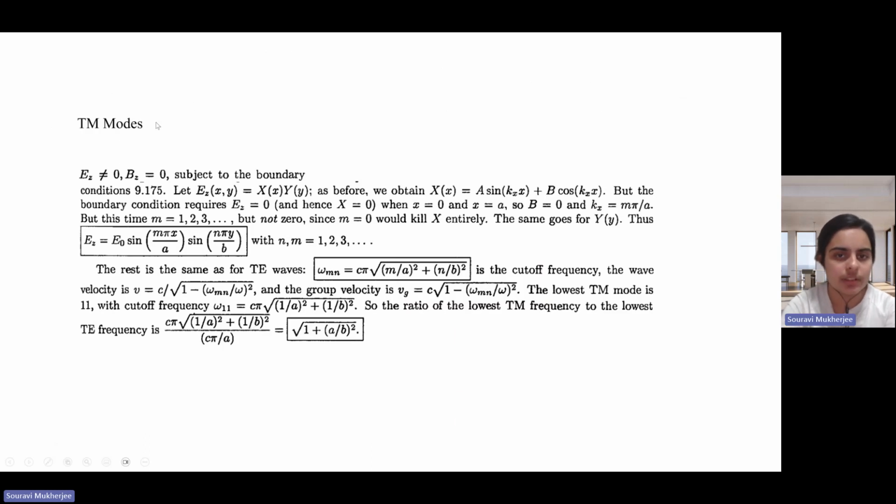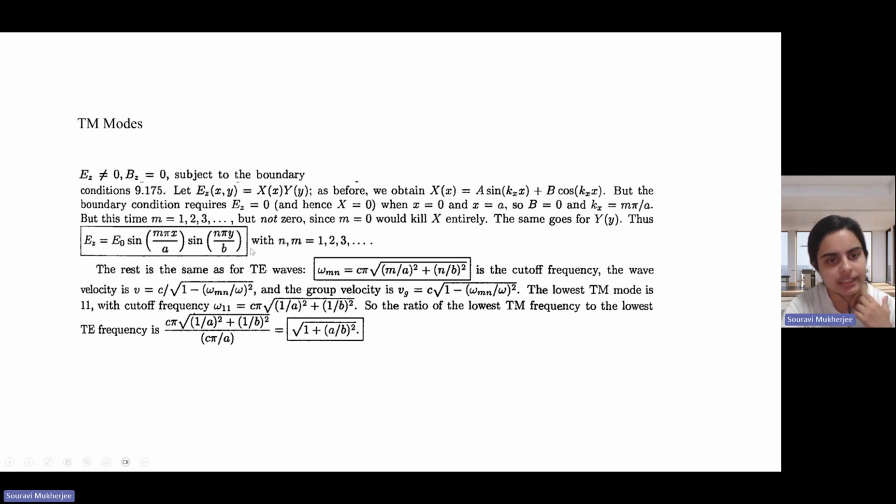What was interesting here was that in this case, when you apply the boundary condition, BZ is 0, EZ is not equal to 0, okay? And when you apply the boundary condition, which requires EZ to be 0, you have to put this expression. Similarly, you have to do it for Y as well. But when you put that, what you get is an expression like this. So this is how your EZ looks for a TM mode, okay?